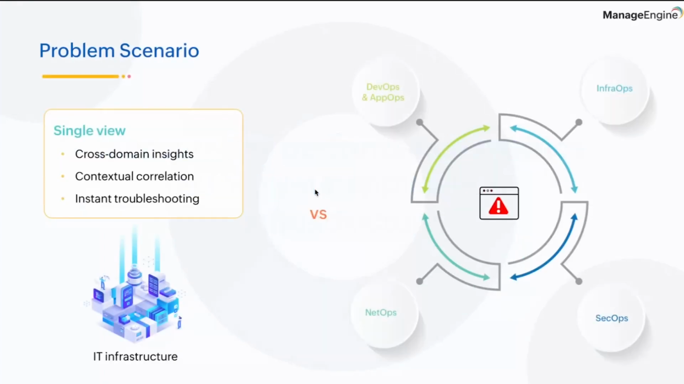So one of the major problems that most teams have is the difference between reality and expectations, right? So when you have an IT infrastructure, most of the team expect to have a single view of everything that's going on, get cross-domain insights, contextually correlate all the metrics across the infrastructure, as well as instantly troubleshoot them.